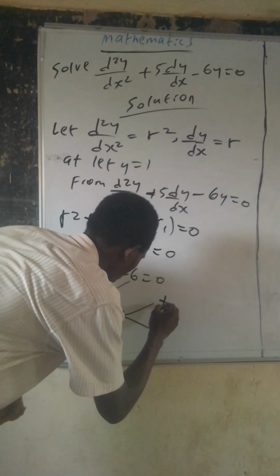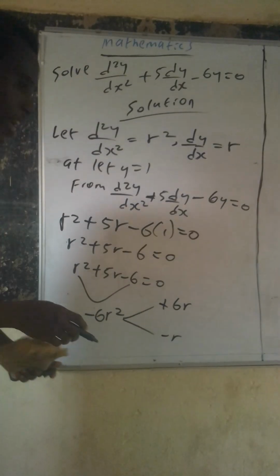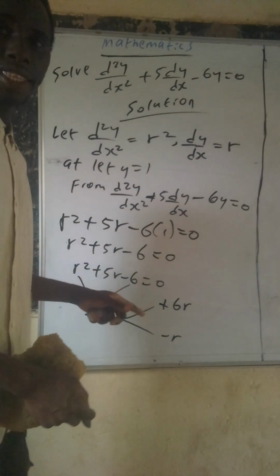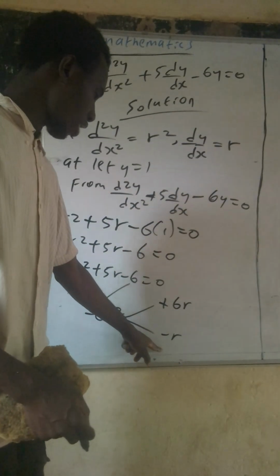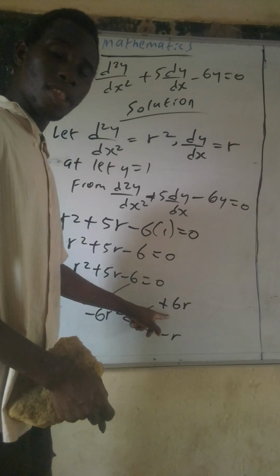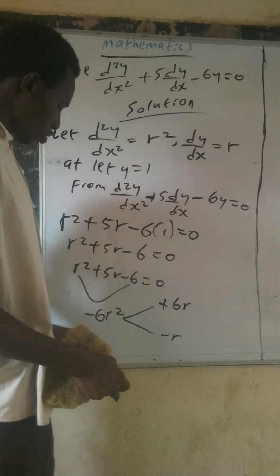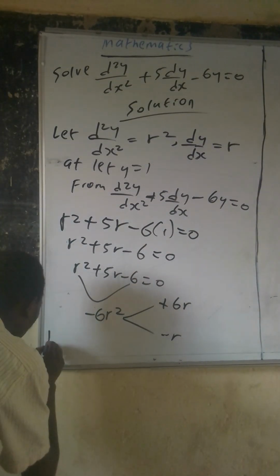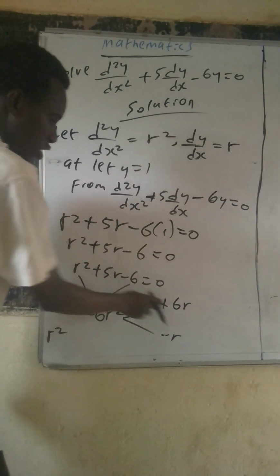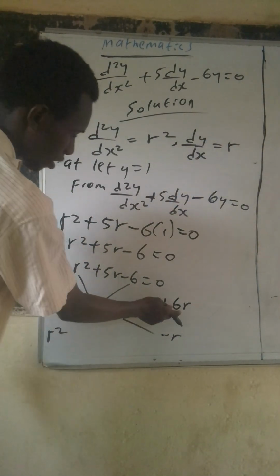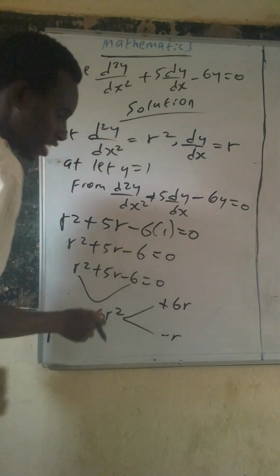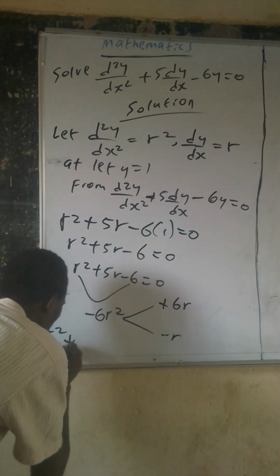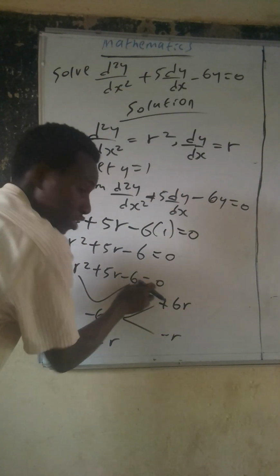plus 6r and minus r. Do you get it? Because plus 6r minus r will give us plus 5r. And at the same time, plus 6r multiplied by minus r is going to give us minus 6r squared. So we have r squared. Instead of plus 5r, we are going to replace with plus 6r minus r. So we have r squared plus 6r minus r, minus 6, everything equals 0.